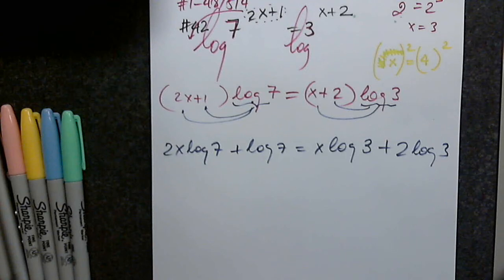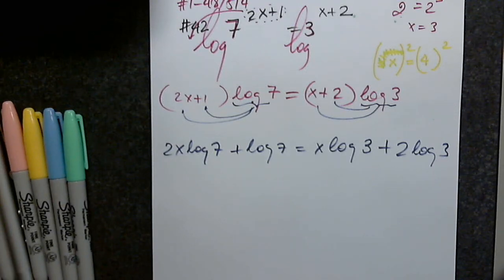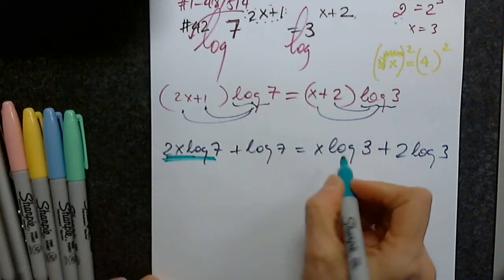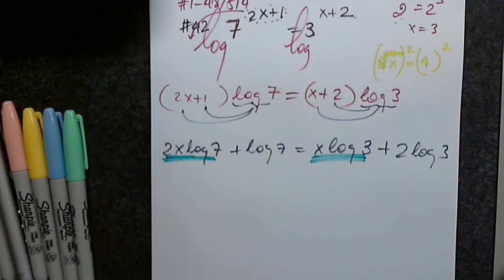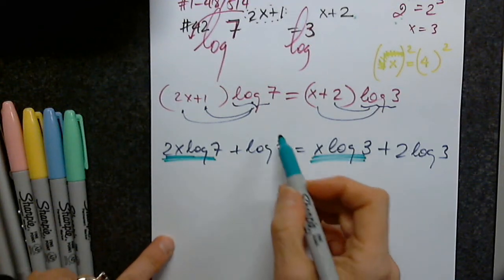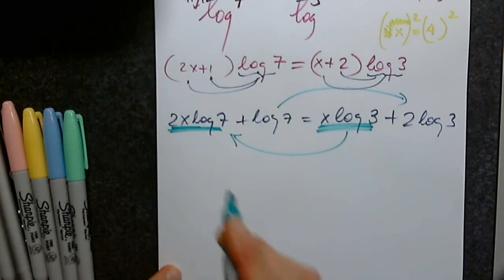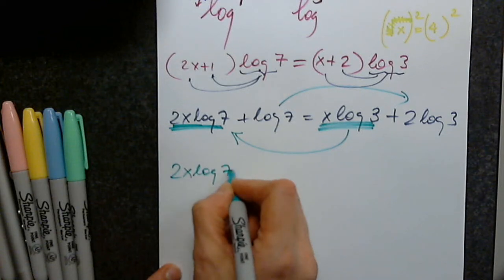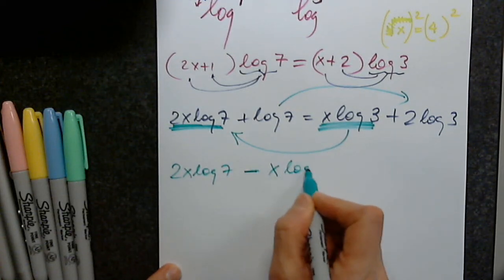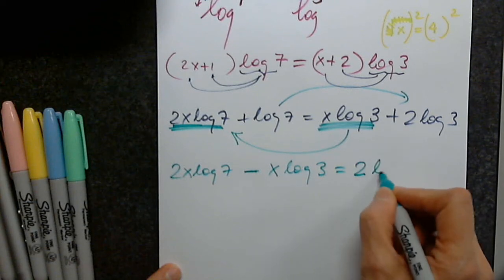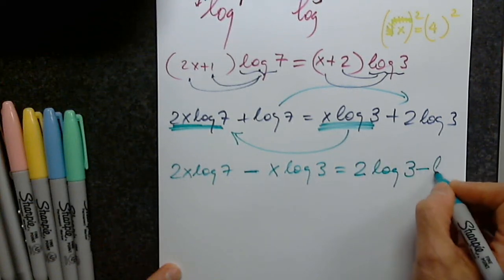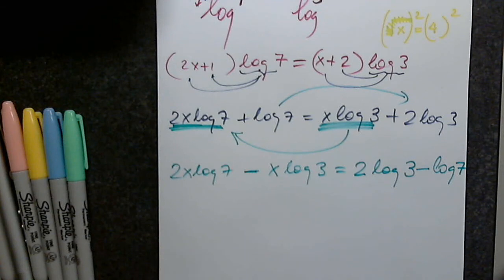Yes? Okay, now remember we are after x. I see x in this term and I see x in this term. What do you recommend we do? Yes, I move this term here and I move this term next to the other one with x. Indeed. 2x log 7 minus x log 3 equals 2 log 3 minus log 7. Very good.